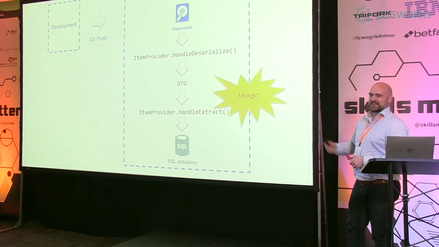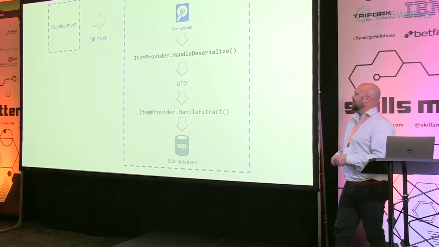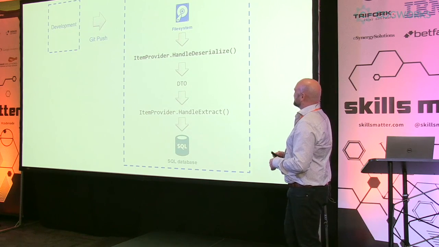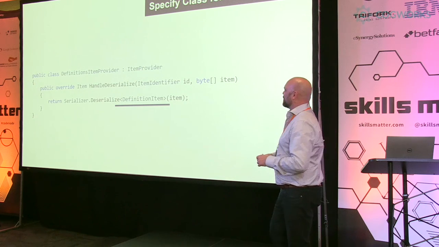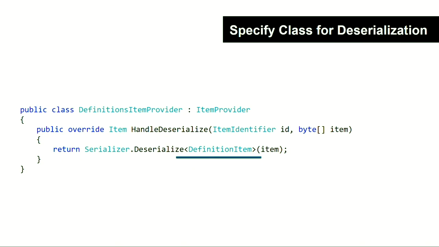For us, it's magic complicated. Good. So let's look at the deserialization. That's very simple. Basically, this is all you need to tell Umbraco. The only thing you're telling it is you have a stream or a byte array, so the binary representation of the thing, and you just tell Umbraco what you want it turned into.